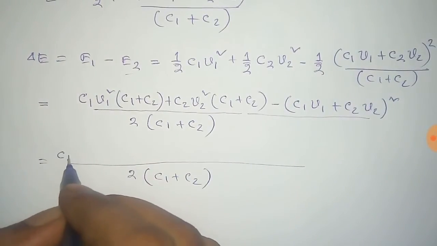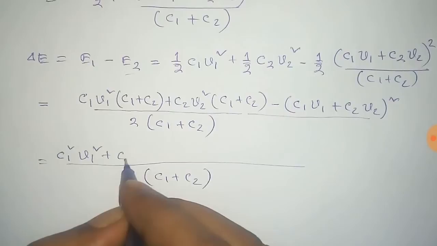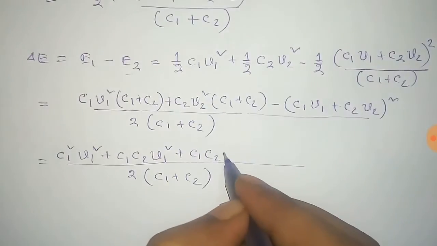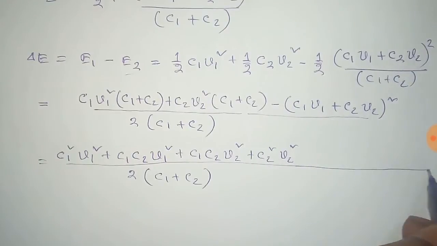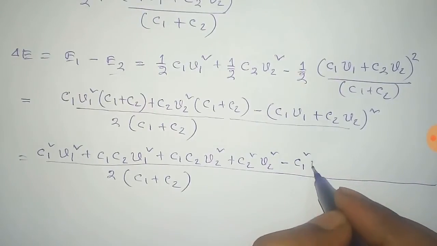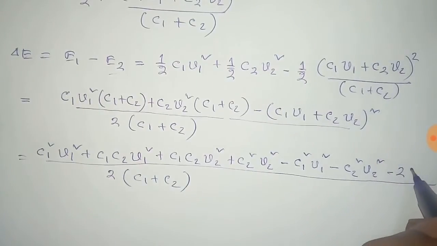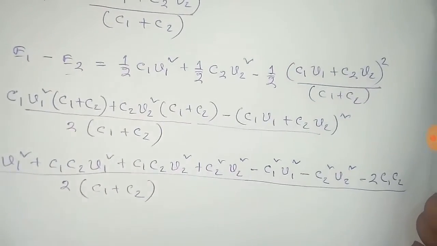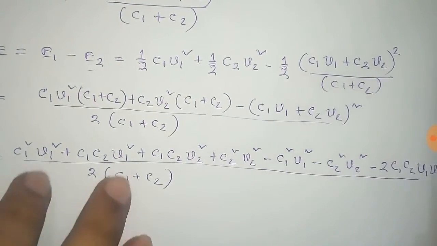Multiply this term, so it will be C1 square V1 square plus C1 C2 V1 square plus C1 C2 V2 square plus C2 square V2 square, minus, putting the formula of a plus b whole square, C1 square V1 square plus C2 square V2 square plus twice C1 C2 V1 V2.